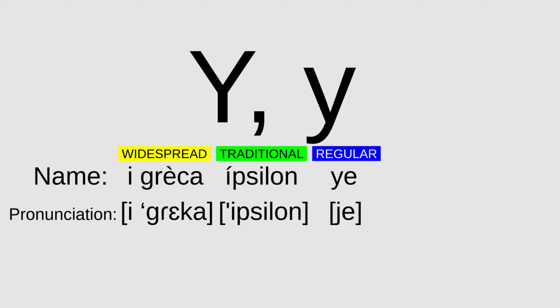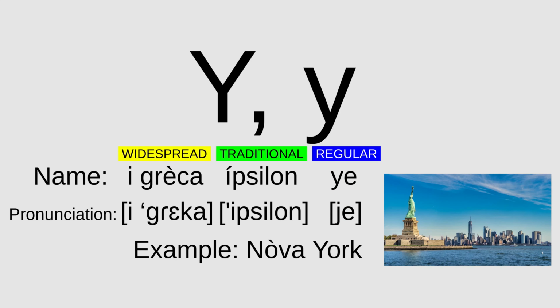One option is Y. This is the most widespread name, used in Catalan, French, and Romanian. It is also recognized as a synonym for the letter Y in Portuguese, Spanish, and Italian. Another option is Y. This is the original Greek name, which is preserved in Portuguese and Italian. The third option is Y. This is the regularized name, which also exists in Spanish.